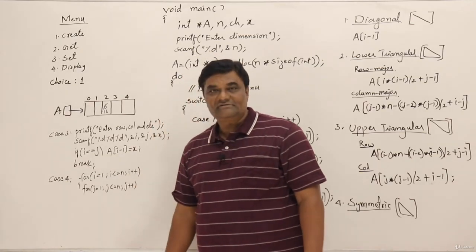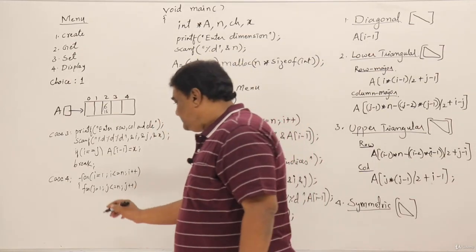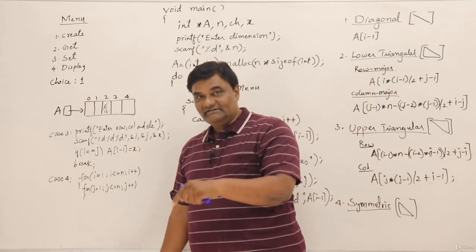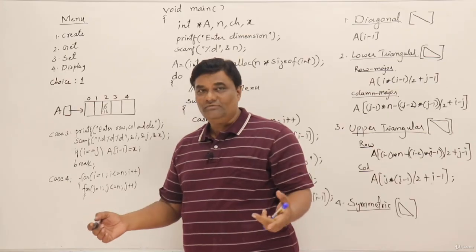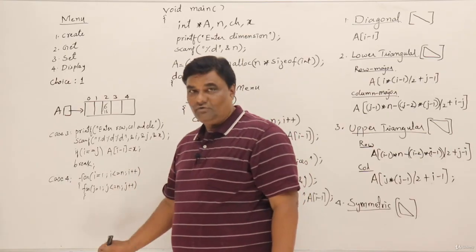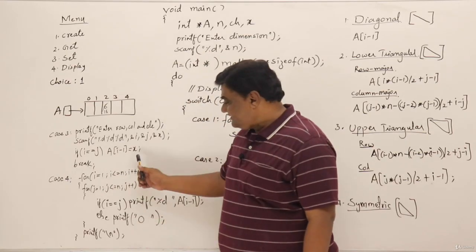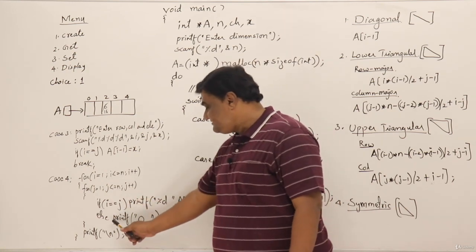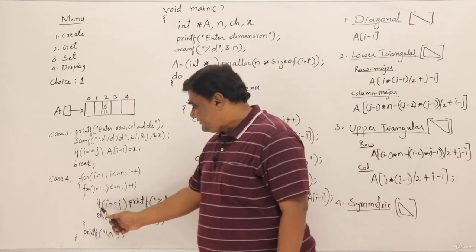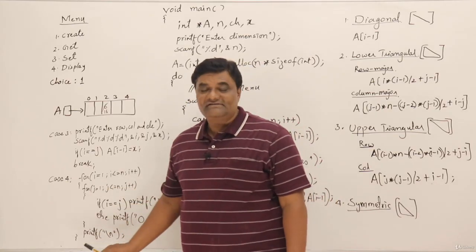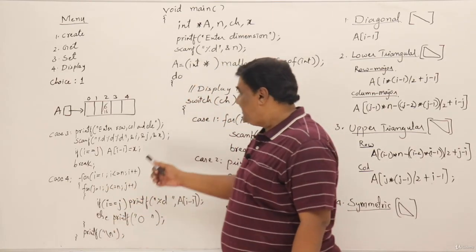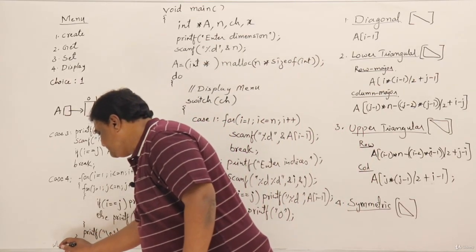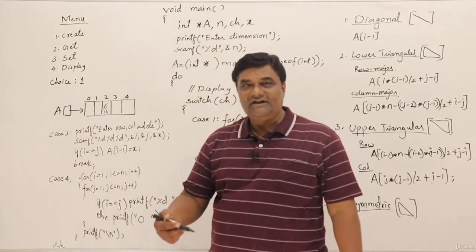So I have two for loops. Then inside this, I should print an element only if it is a diagonal element. Otherwise, I should print a 0. So I have written the complete code for displaying. I am displaying an element if i is equal to j, otherwise I am printing 0. Then after every row, there is \n, that is the new line. Then I have started with a do, so I should close it here with a while. There is no space, so we will see this when we write the program.